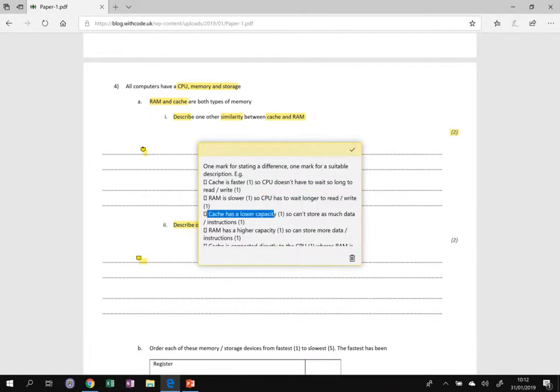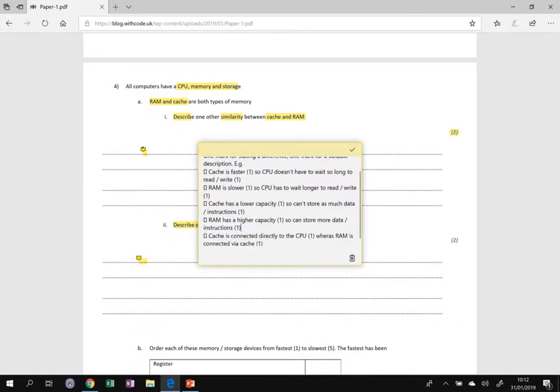Cache doesn't store quite as much, so it can't store as many items of data or as many instructions. Or the same thing the other way around. RAM has a high capacity, it can store more data or more instructions.